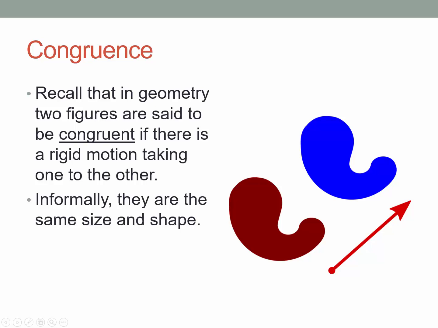Now, over on the right, I've illustrated this by drawing some kind of a blob. And then, just to distinguish it by a different color, I've drawn the same blob again. You can see it's the same blob. It's the same size and shape. The only difference between the two is where they're located. We would say that the blue blob is obtained from the maroon blob by translation, by moving it a certain distance and direction upward to the right.